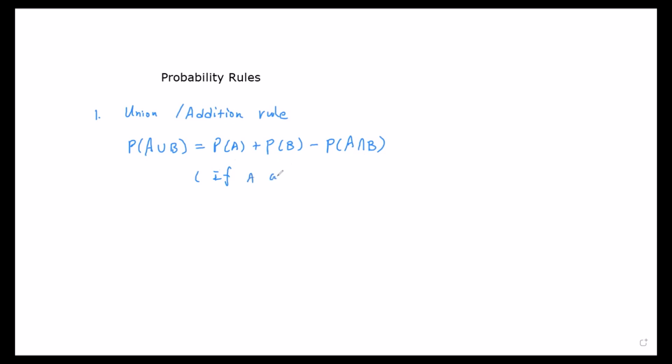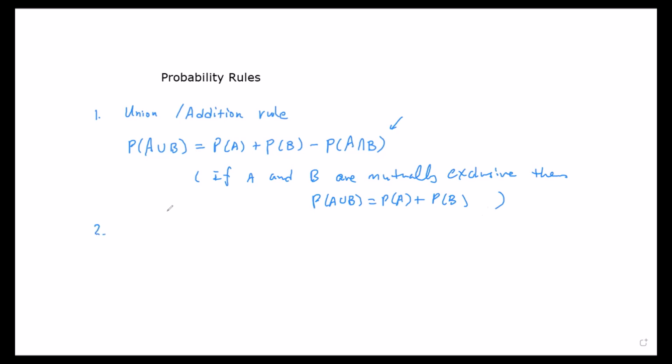So if A and B are mutually exclusive, then you only need to add. Then the probability of A union B equals the sum of the probabilities. That is actually one of the three axioms of probability, but this rule is more general.